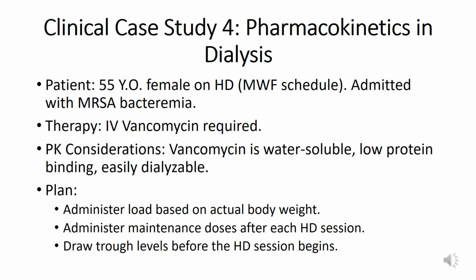Therapeutic drug monitoring is a critical component of vancomycin therapy. Blood samples for vancomycin trough concentrations should be obtained immediately before the next hemodialysis session begins. These pre-dialysis levels provide valuable information about the patient's drug exposure and help clinicians adjust subsequent doses appropriately. Monitoring serum concentrations is especially important because both underdosing and overdosing carry significant risks.